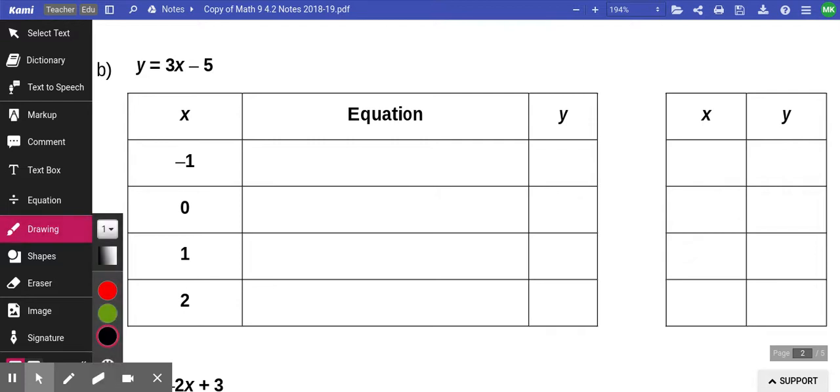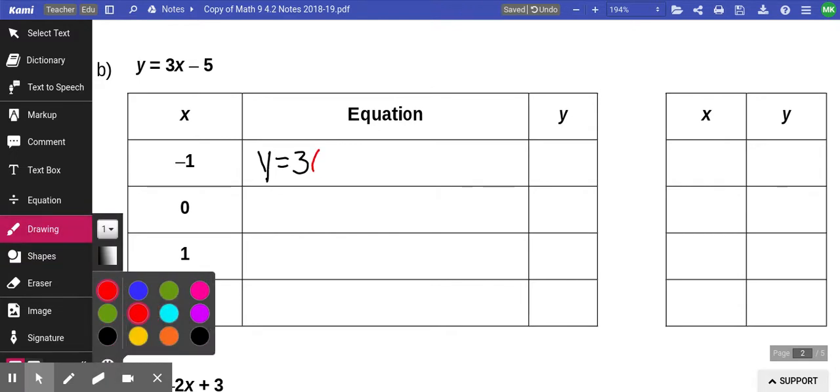That means I'm going to go to my equation, and I'm going to change x to be -1. Everything else is going to stay the same. And it's really important that I put brackets when I change x to be a value. So that should be your first step.